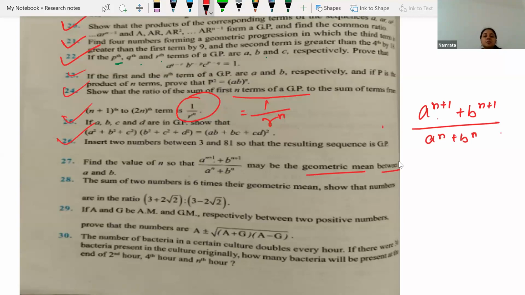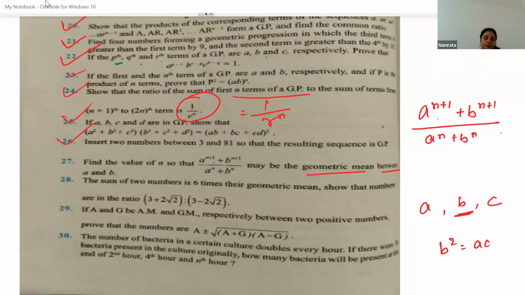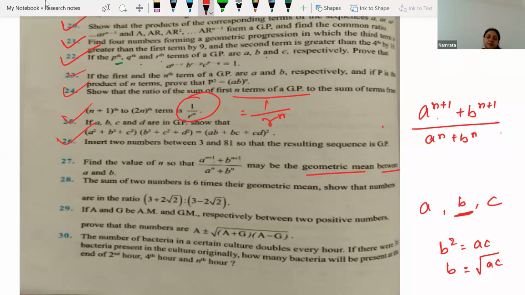What is the meaning of geometric mean? We say if a, b, c are in GP, then b is the geometric mean, and b square is equal to ac. That's what we write. Right, Lena? Yes, ma'am. That is the meaning of geometric mean, that the value of b will be root ac.